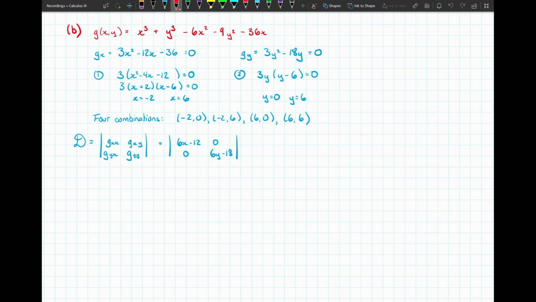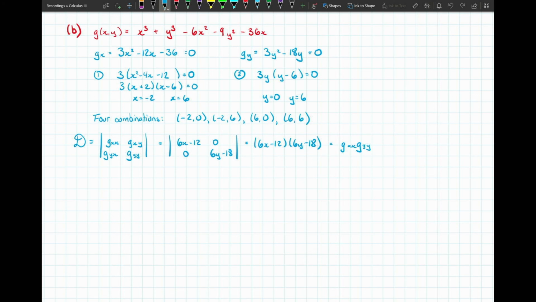Let's go and calculate that determinant. Well, that's going to be easy. It's just simply the main diagonal minus 0. And you'll notice that that is literally just the product of gxx and gyy in this particular case. So it's going to be maybe easier if we don't expand that out and we just determine if each of those factors is positive or negative and figure out if the discriminant is positive or negative as a result.